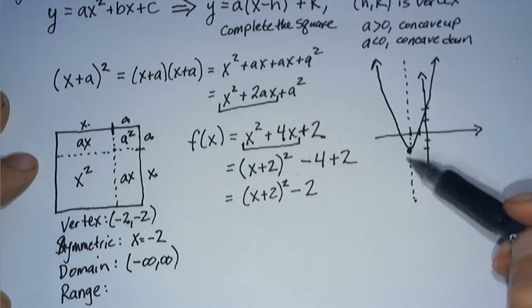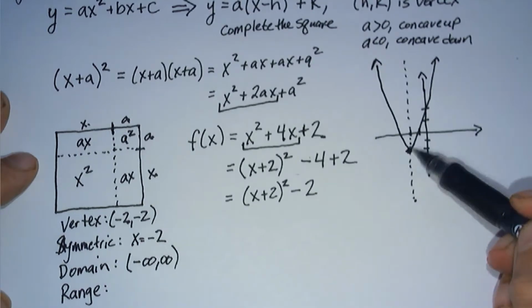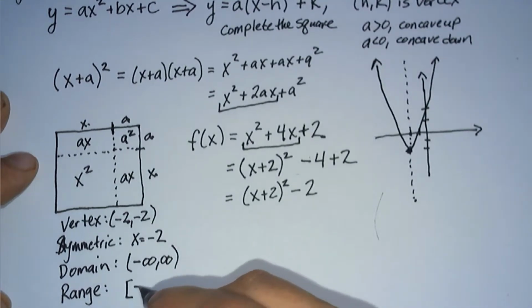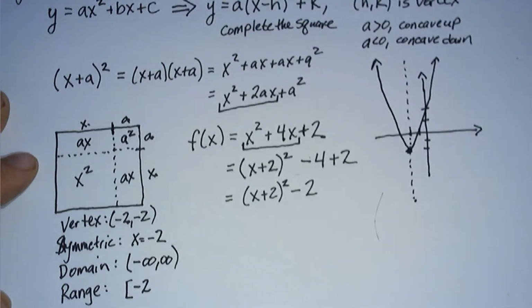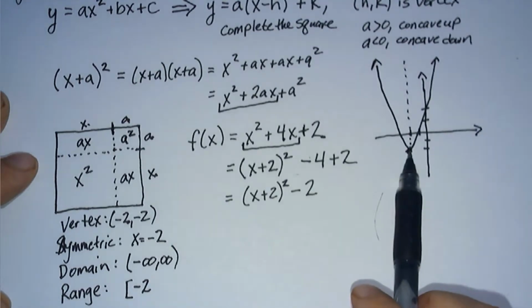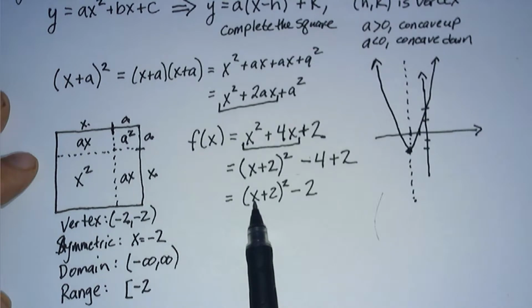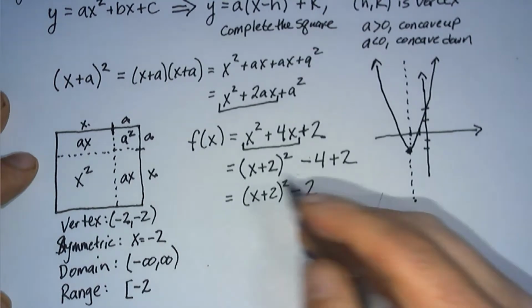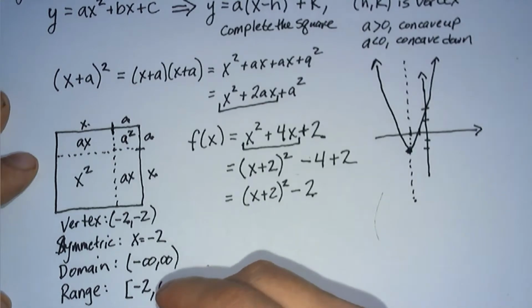well, that starts at the vertex, and if it's going concave up, it's a minimum. If it's going concave down, it's a maximum. So we start at negative 2, because if I plug in x equals negative 2, negative 2 plus 2 is 0, then negative 2, right? So it's equal to negative 2, and it goes up to infinity.